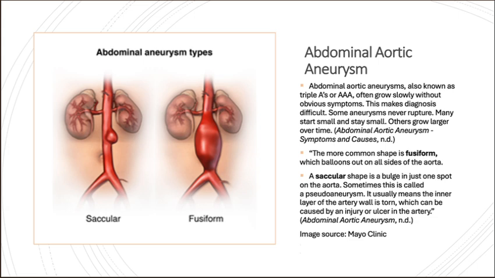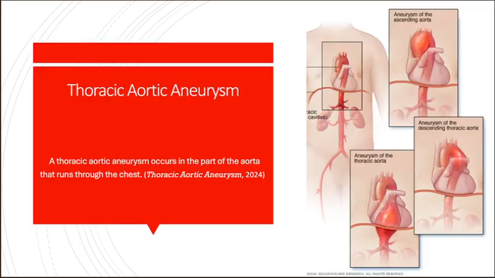There's also a saccular shape that can occur, and this looks more like a bulge in one spot of the aorta, and sometimes it's called a pseudoaneurysm. So this is where the inner layer of the artery is torn, and this is usually caused by some sort of injury or trauma to the aorta.